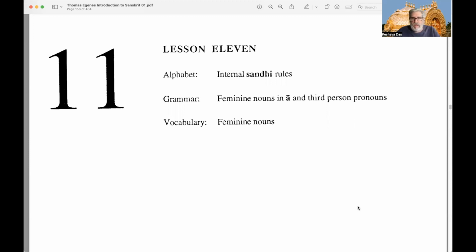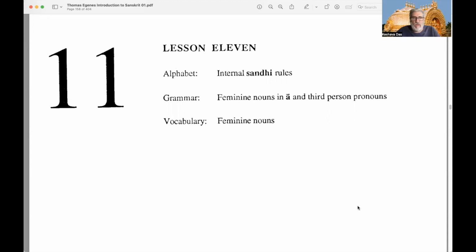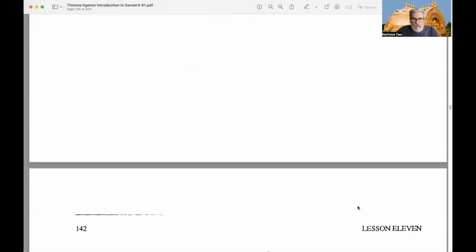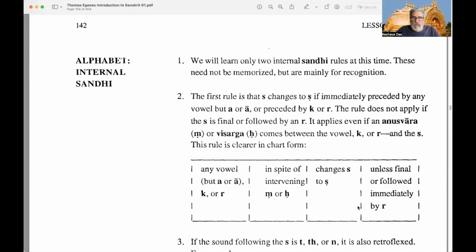We'll also be looking in the vocabulary. He'll be giving us some feminine nouns ending in long A. So we will only learn 2 internal Sandhi rules at this time. These need not be memorized, but are mainly for recognition.